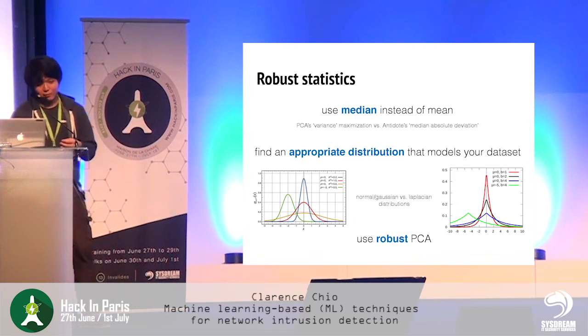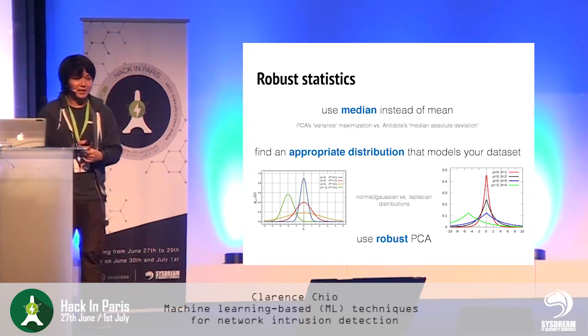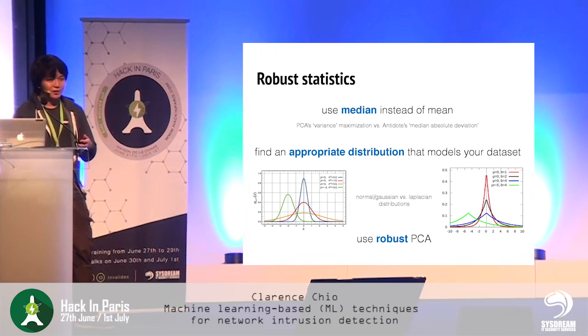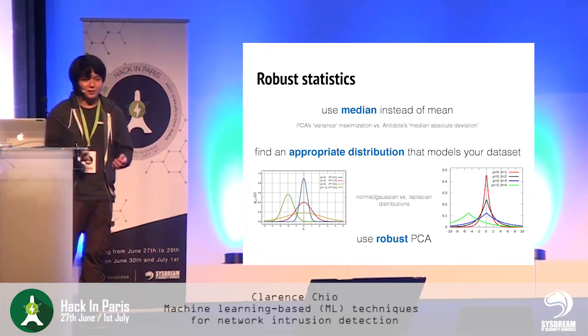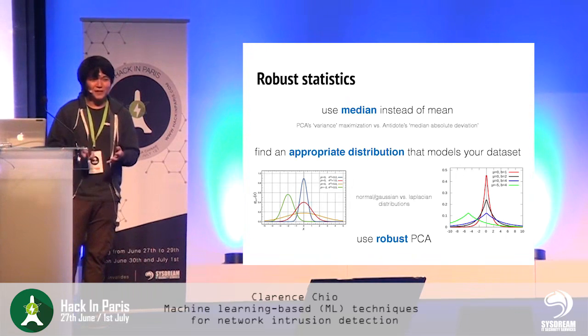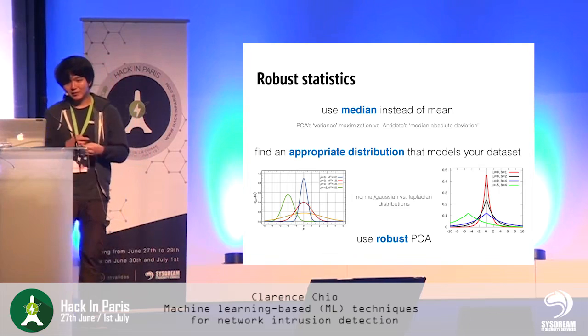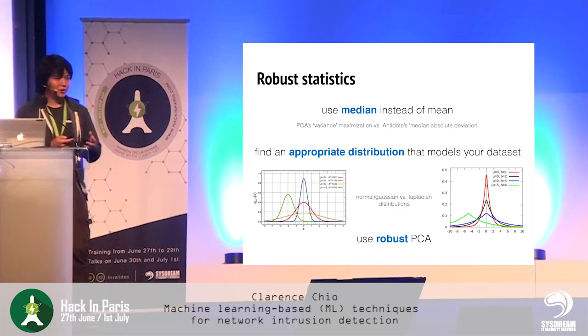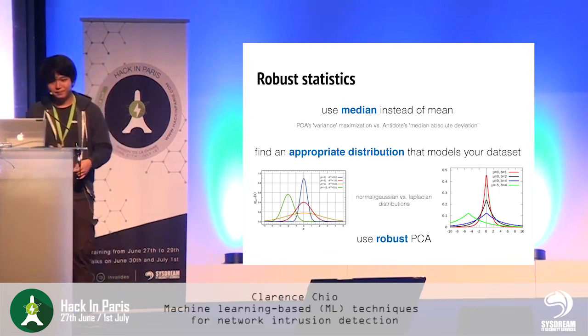Find an appropriate distribution that models your data set. A lot of default kernels that are used in scikit-learn are Gaussian kernels or normal distributions, but web traffic is almost never normal. It is more of the time exponential or Laplacian, so you have to think about what your traffic looks like and then model it appropriately.